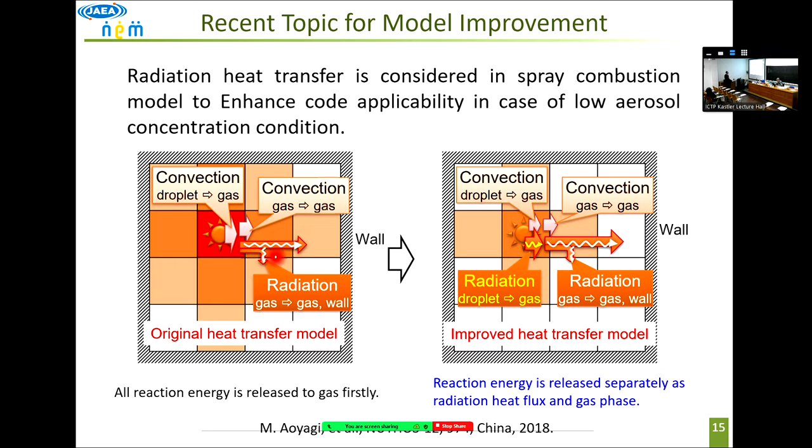And in case of a high dense aerosol situation, the gas flux model is very good. At that moment, we put all the energy sources into the gas region, and that energy will be transferred to the aerosol region by radiation fluxes. But in case of lower density of the aerosol, if we put all the energy in the atmosphere, the gas temperature is overestimated. And now we reconsider to segment it into the direct radiation heat flux and the gas region.